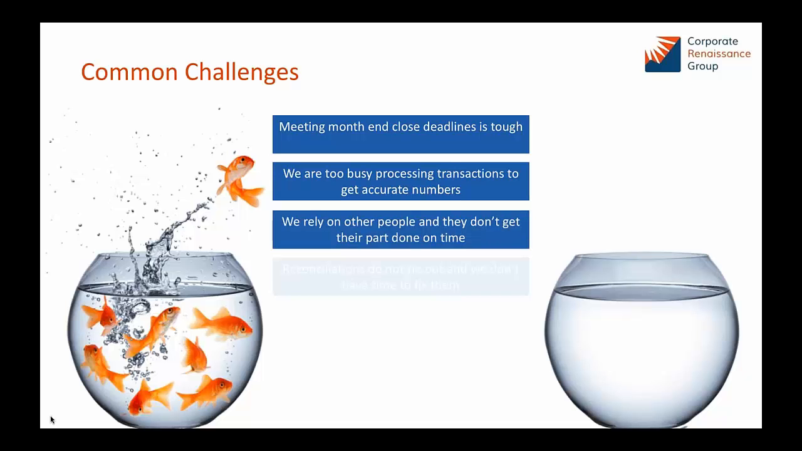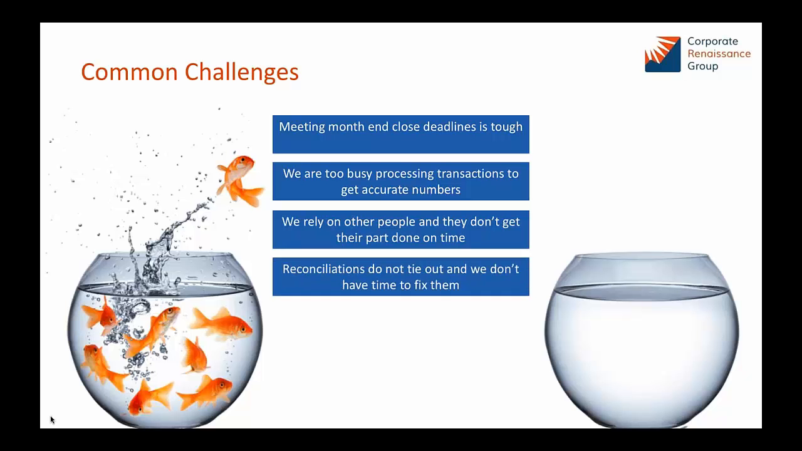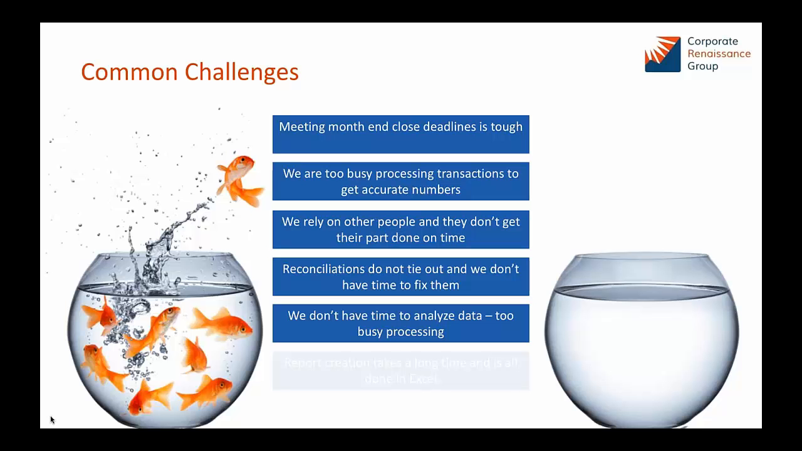We rely on other people, and they don't get their part done on time. For whatever reasons, we're always waiting on others, and it's holding up our month end. Reconciliations don't tie out, and we don't have time to investigate them and fix them, so they just carry over month to month. We don't have time to analyze data. We're just too busy doing other things. It's just work just to mechanically close the month and get the reports out, and there's no time for analysis. And report creation takes a long time, and we're still using predominantly Excel to do a lot of it.